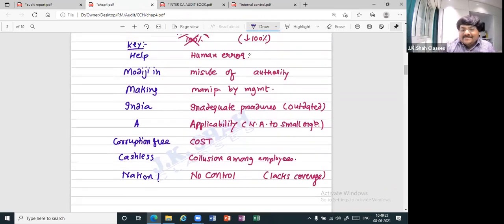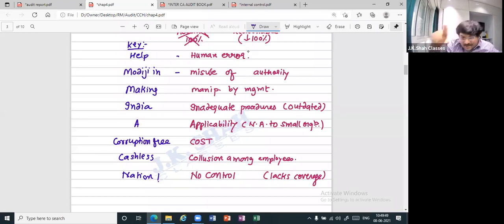See, it's not that bad. It is nice. Come on, tell me. Help Modi ji in making India a corruption-free cashless nation. See, it matches also. I'll tell you how. Help, human error. Modi ji, masses. Modi ji, misuse of authority.